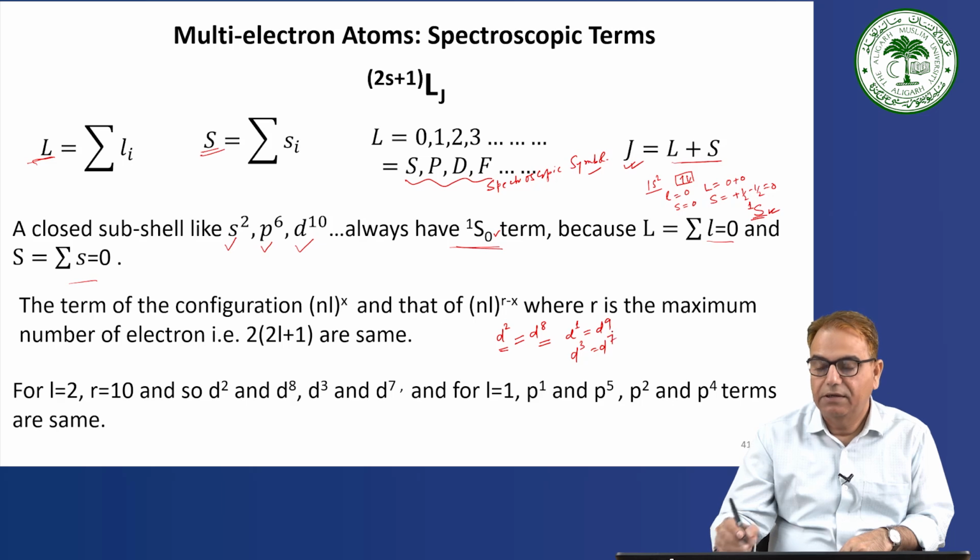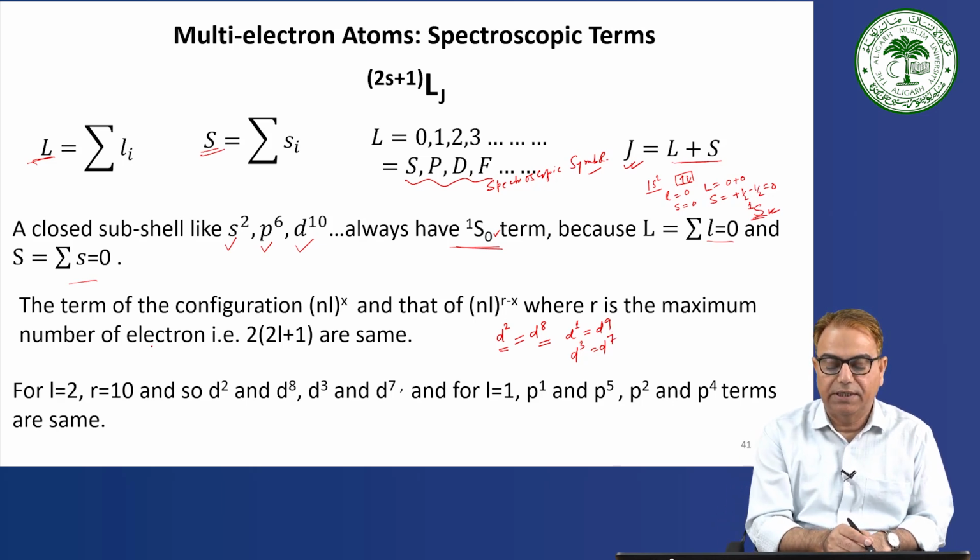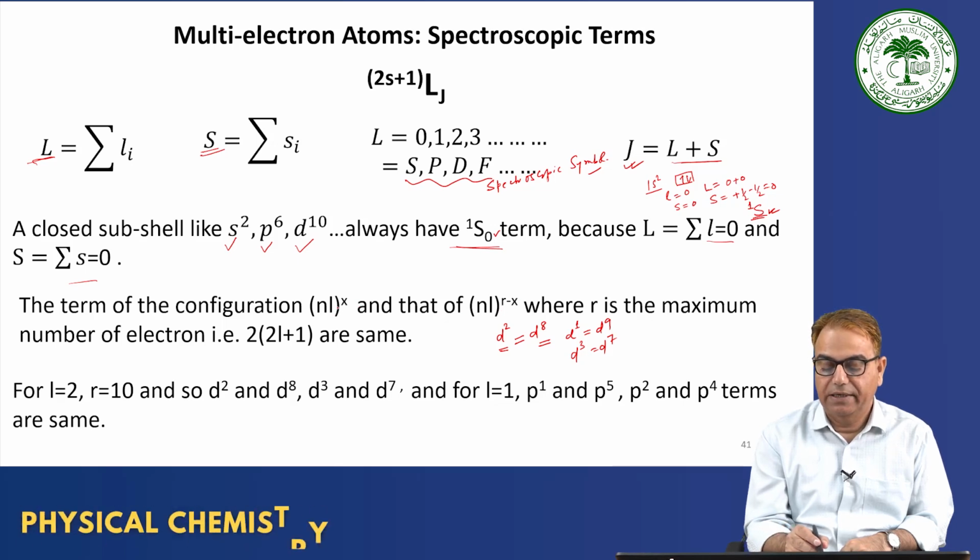D3 and D7 will give you the same spectroscopic term. That's what is written: if you have n l^x and n l^(r minus x), where x is 2 and r is the maximum number of electrons, so 10 minus 2 will be 8. So D2 and D8, I have written here.